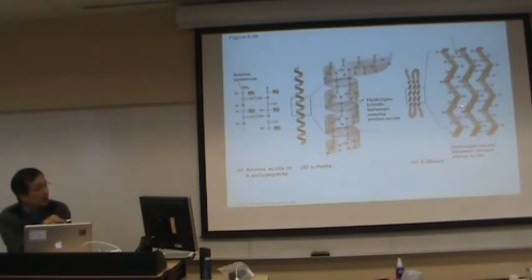In beta sheet, the hydrogen bond is formed between strands. Those are the beta sheets. In alpha helix, the hydrogen bond is formed along the alpha helix. We're actually going to do a lab on this.